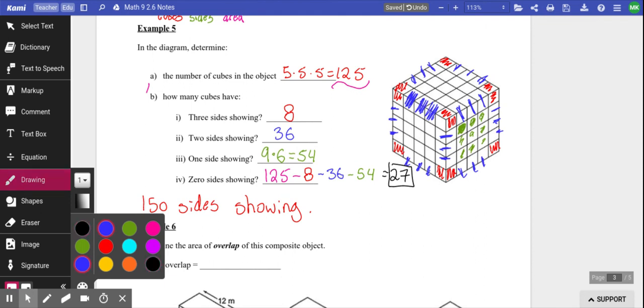No, it's the number, how many cubes have 0 sides showing. But then there's a cube inside. Right, but we already counted because we had volume. Right? We did length times width, 3 times 3 times height, which is 3. Yeah, it's kind of tricky because it's like part B, like 4 of part B.